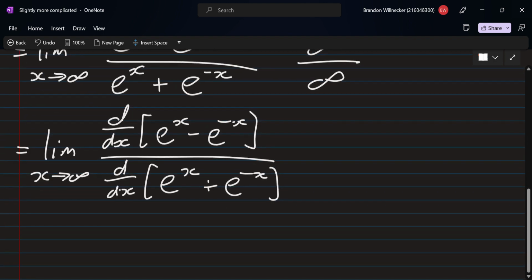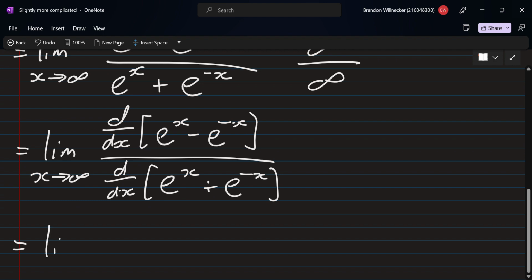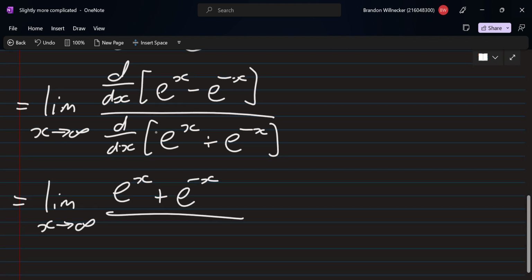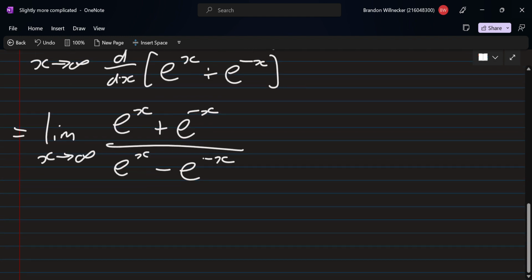Okay. So taking this, we get the limit as x goes to infinity of e to the x plus e to the minus x over e to the x minus e to the minus x. That's exactly what we started with. So we can apply L'Hopital's rule as many times as we want. We just end up going in circles. Okay, so L'Hopital's rule is not going to help us here. We need to try something else.